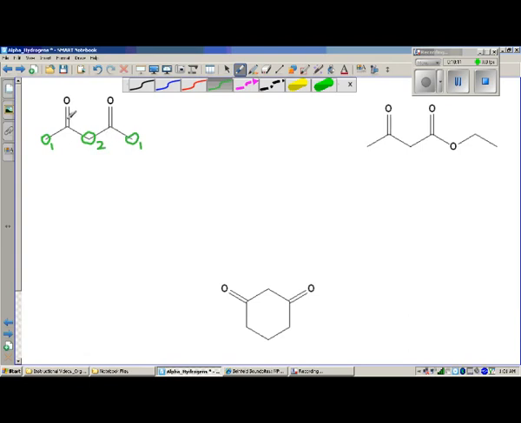In a molecule like this, we call this a beta dicarbonyl compound. Beta because they are 3 carbons apart, or 2 carbons up, well, 1, 3 with respect to each other.